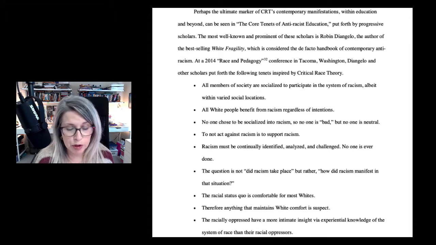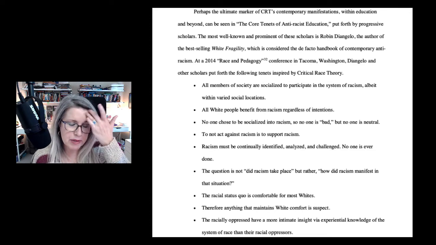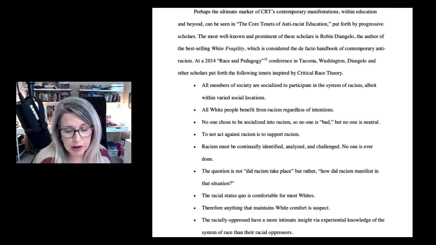How many undefined terms do we have in there? Act against. Who gets to define what that looks like? Who gets to say what is not acting against? What is acting against? Who defines that? And what is support? What does support look like? What does that mean? How does that manifest? So can I prove this is wrong? Can I prove that to not act against racism is to support racism? No, I can't. It's another unfalsifiable claim.